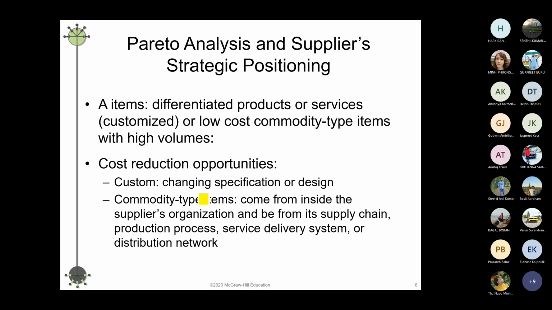Then here we continued with other types of A-class items. They could be products or services that are customized, or their cost is low, but we use them a lot. So as a result, cost multiplied by units needed will be a huge number. And the opportunities that you can reduce the cost in this category are also discussed.